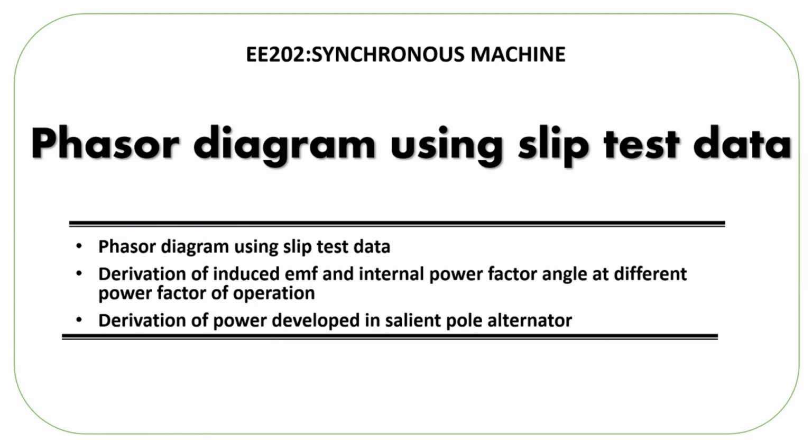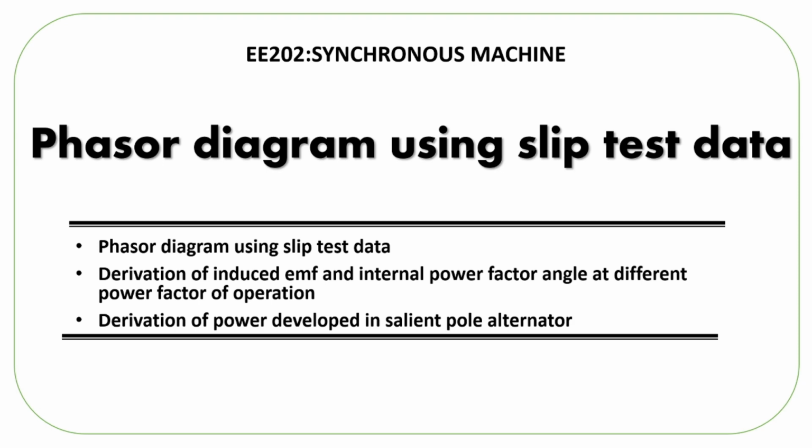In this session, we are going to discuss the phasor diagram using slip test data, that is, the phasor diagram using slip test data, derivation of induced EMF and internal power factor angle psi at different power factor of operation, and finally the derivation of power developed in salient pole alternator.